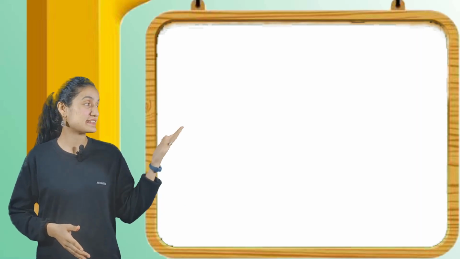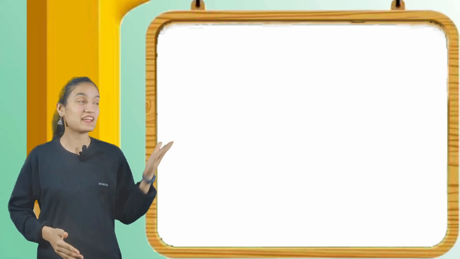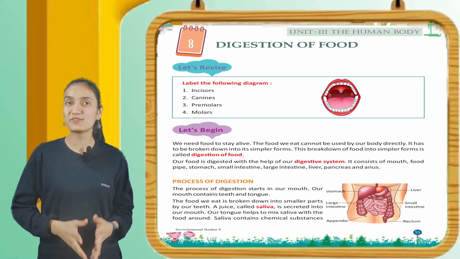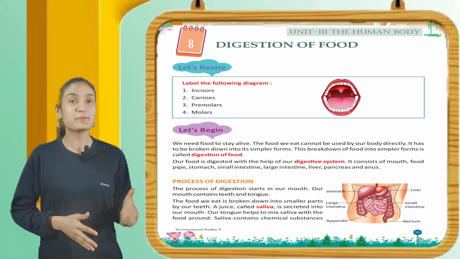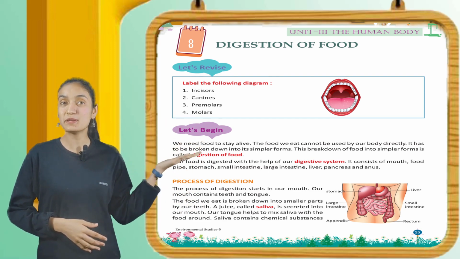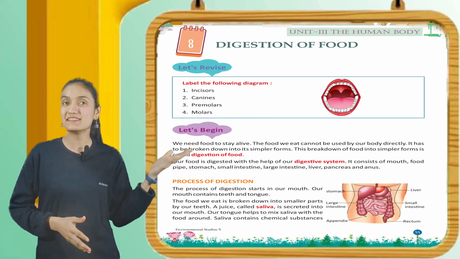Now we will discuss the next chapter from unit number 3, that is the human body, and chapter number 8, digestion of food. Now let's revise. Label the following diagram: incisor, canines, premolars and molars. You can see a mouth and you have to label them.